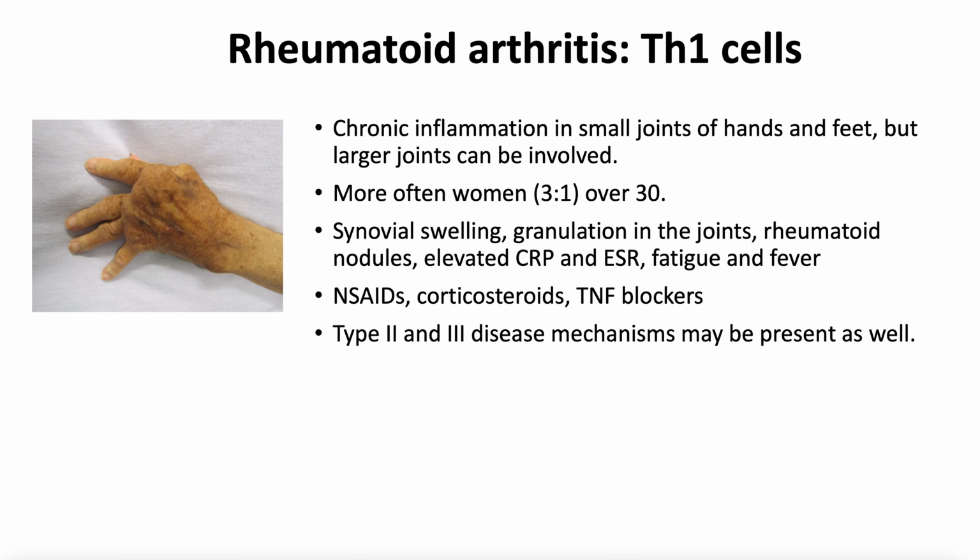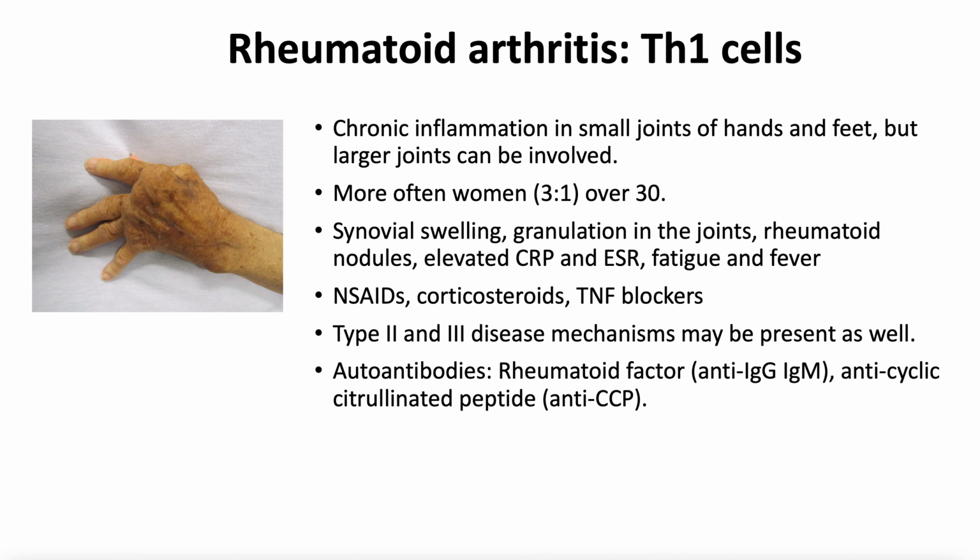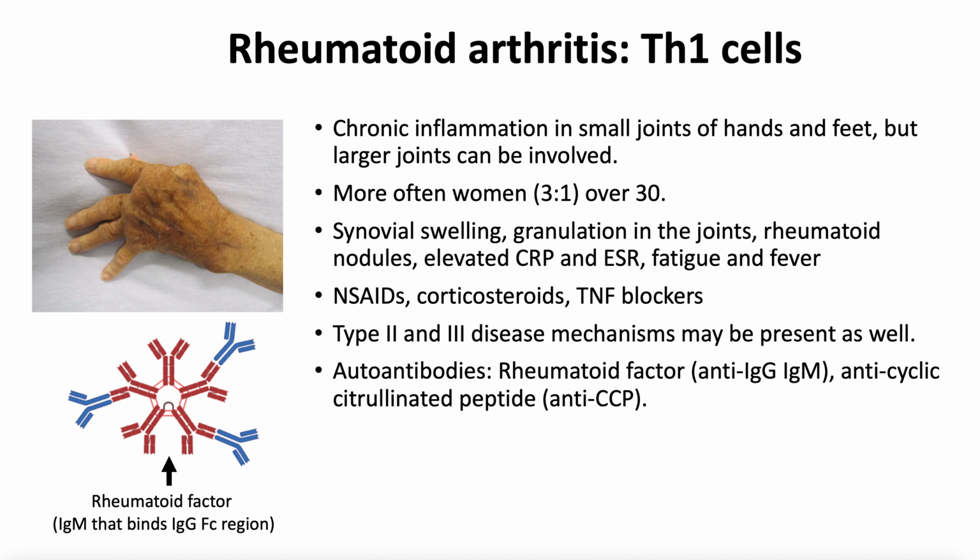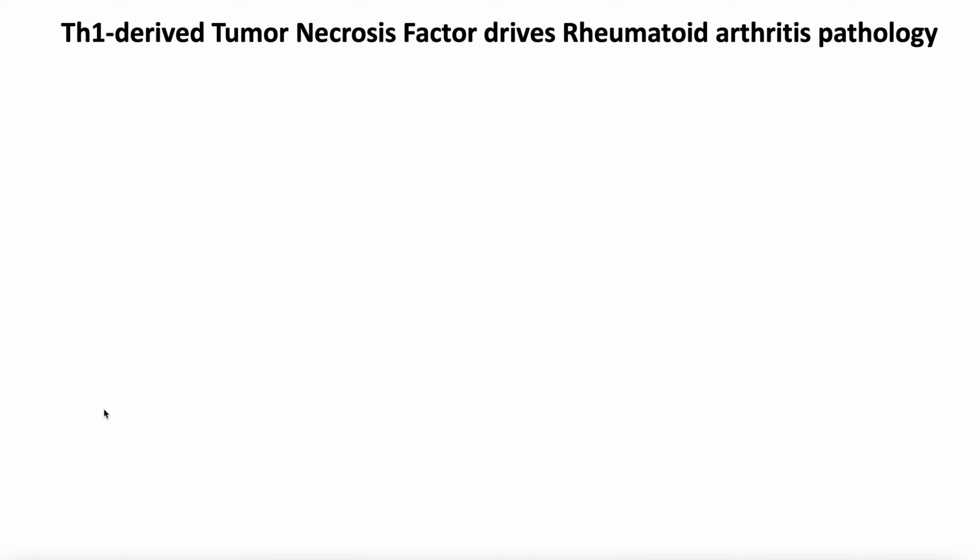And there are other mechanisms of hypersensitivity that are present. Type 2 and 3 disease mechanisms may also be present. And there are autoantibodies present, including rheumatoid factor and anti-CCP antibodies. And just as a reminder for you, rheumatoid factor is an anti-IgG IgM that's present not only in rheumatoid arthritis, but in a number of autoimmune diseases. This is an example of what it looks like. Here's an IgM molecule that is binding to self-IgG, especially the Fc region of IgG. And so this is an autoreactive antibody.